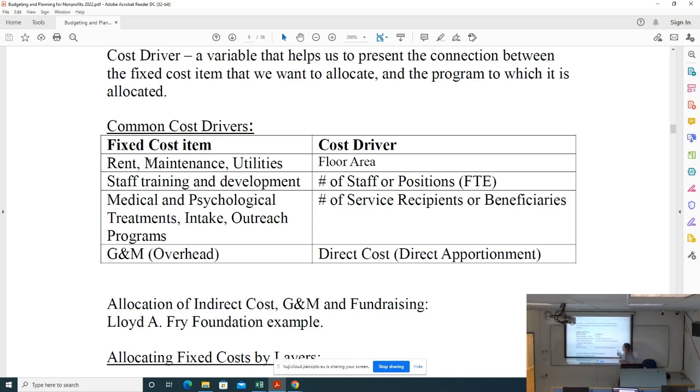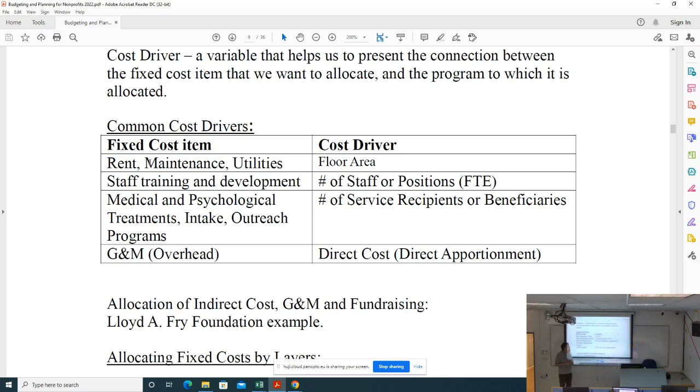Another cost driver is the number of staff or the number of positions. It's not exactly the same. Number of staff is head counting: how many people do I have in my organization? While number of positions can be different, because I can have one person with a full-time job and then 10 other people at 25%. So if I count positions, then the 10 will be 2.5. So it's a matter of choice.